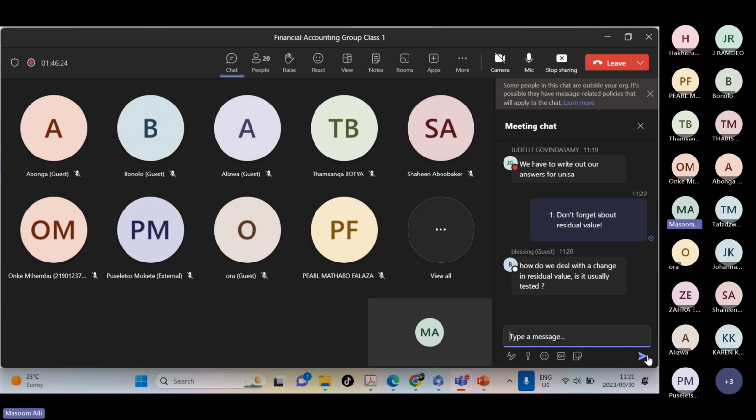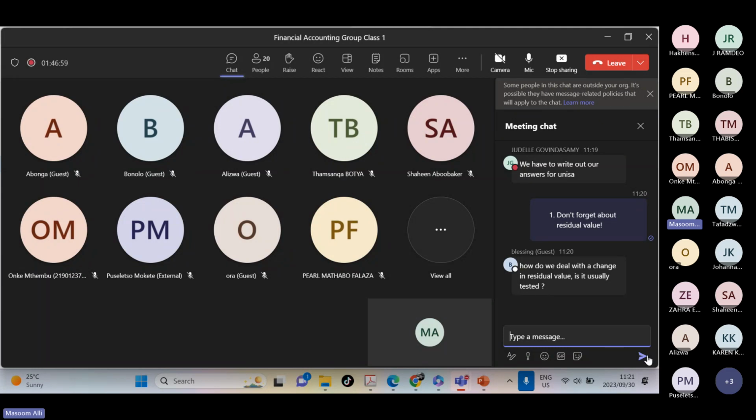How do we deal with a change in residual value? A change in residual value is a change in estimate. So that's an IAS 8 issue. You would treat it in the same way as the change in your depreciation rates or your useful life. You remember how you do your change in useful life: your old depreciation minus your new depreciation, that whole thing. And then you'll say what the difference in your depreciation will be.